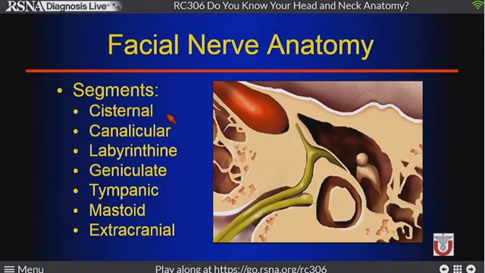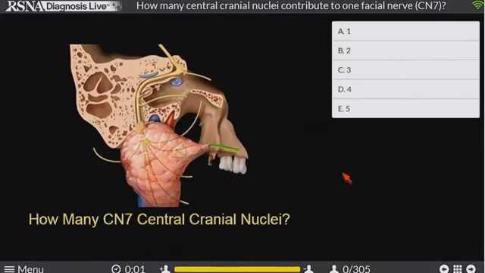So then we'll finish up in the last couple of minutes with the facial nerve. Facial nerve is a very complex course through the temporal bone itself with a lot of segments, and it has different functions. How many central cranial nuclei contribute to one seventh nerve, one facial nerve?